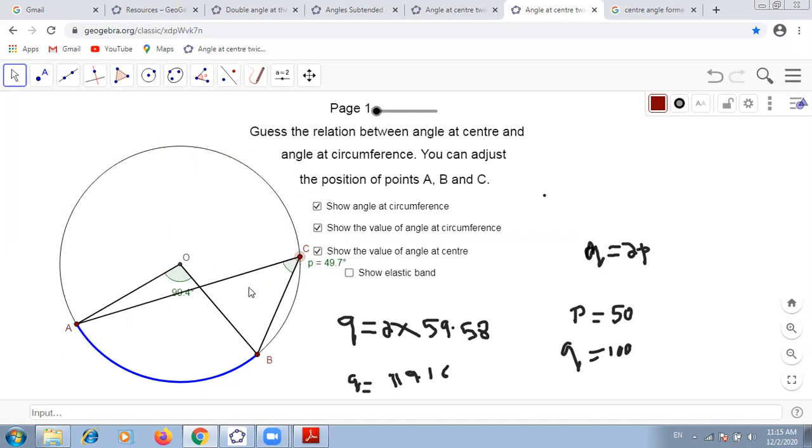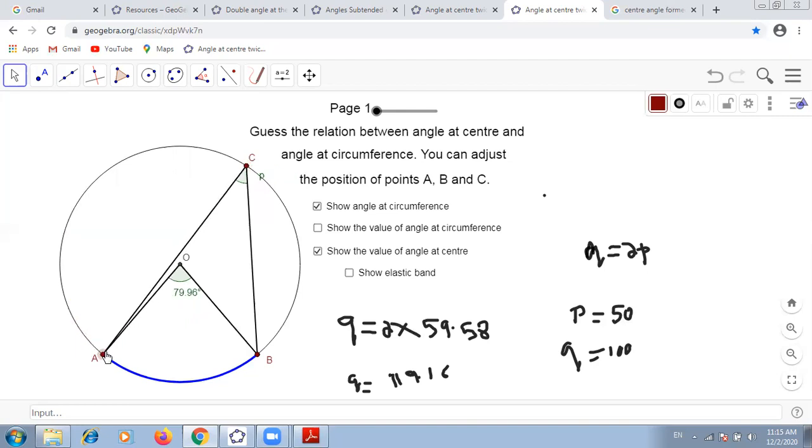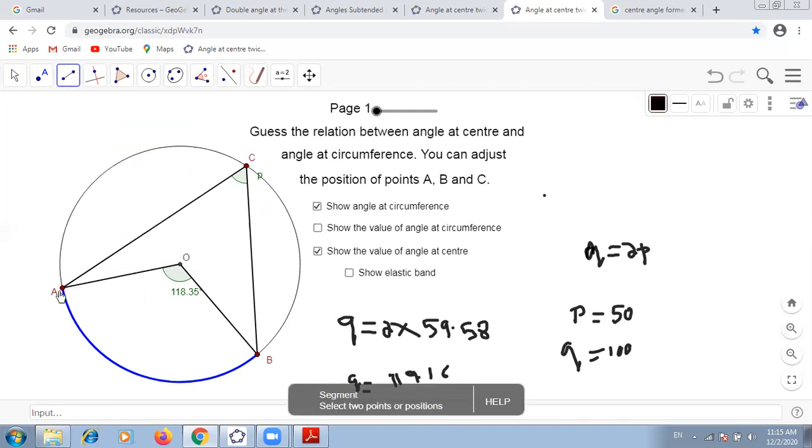Sometimes, let's suppose the question will be like this: what will be the value of the circumference angle if this angle is 79.96? It means that P should be half of 79.96, and we can easily find the value of P by dividing 79.96 by 2. If the center angle is 118.35, then P is half of 118.35, and we can easily find the value of P.